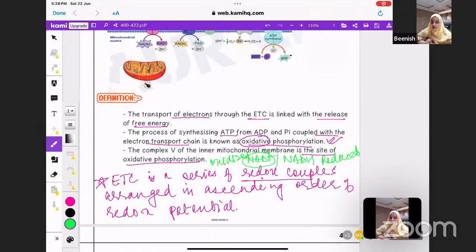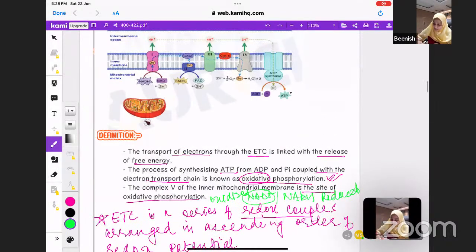So here what I'm trying to say is that in the electron transport chain, there is a series of redox couples arranged one by one in increasing order of the ability to gain electrons. So what will happen? There will be a spontaneous flow of electrons from couple 1 to couple 2 to couple 3.